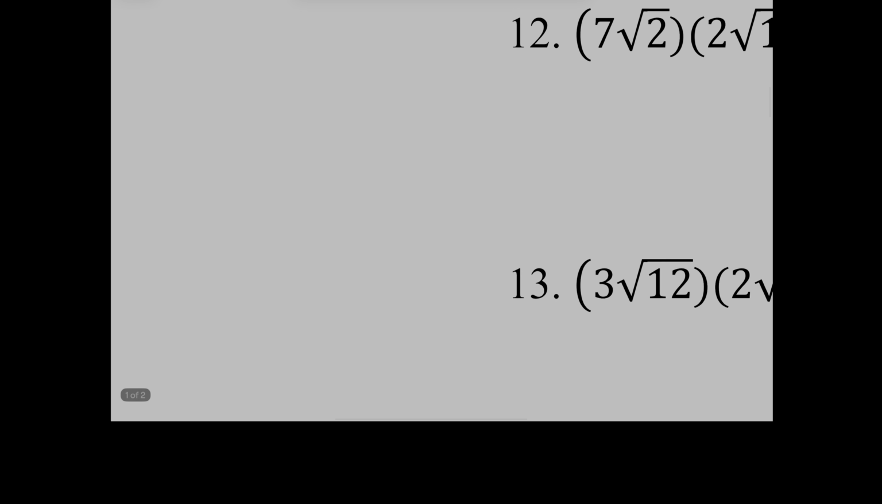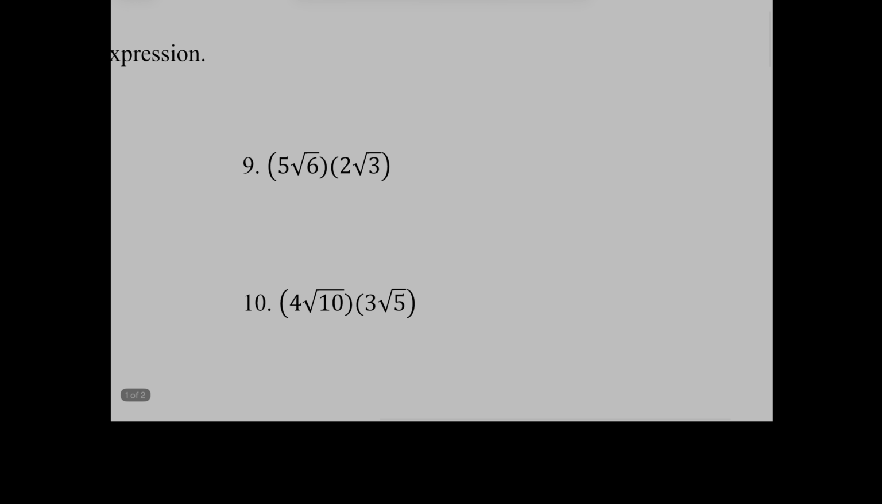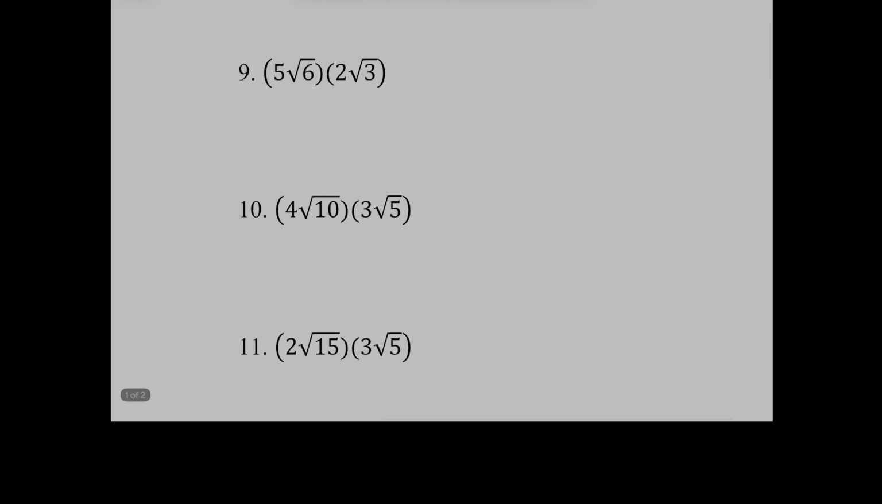Let's go on here to the next one, number 9. Let's multiply the outies, 10. Let's multiply the innies. I'm going to write it as 6 times 3, and him is 3 times 2.